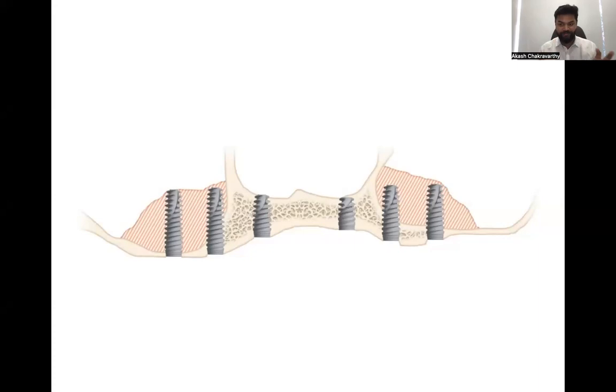We have to place the grafts. We have to wait for about 6 to 8 months for the grafts to form bone, and then place our implants in the newly formed bone, and then wait for another 3 to 6 months for the osseointegration to happen, and then place our prosthesis on top of the implants.